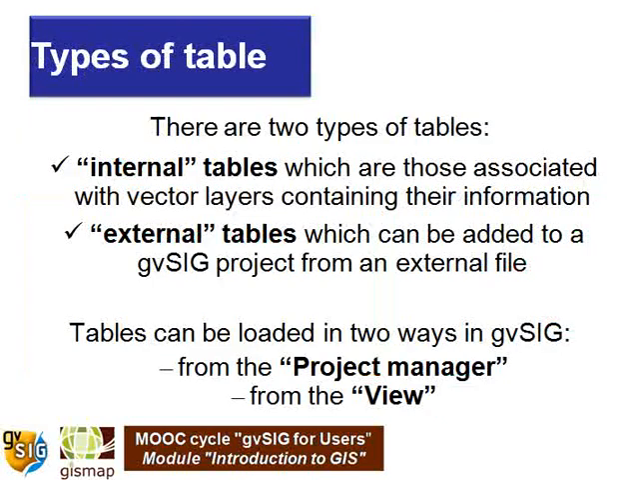How many types of table do we have in gvSIG? We have mostly two types of tables. That's called internal tables, which are those associated with vector layers containing the information. As well, we have external tables, which can be added to a gvSIG project from an external file. We'll see them one by one. And the tables can be loaded in two ways in gvSIG, from the project manager or from the view, and we'll analyze both of them.